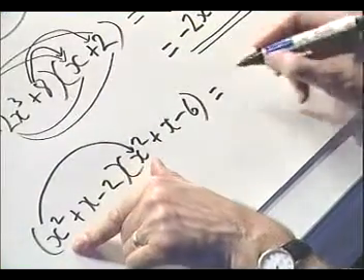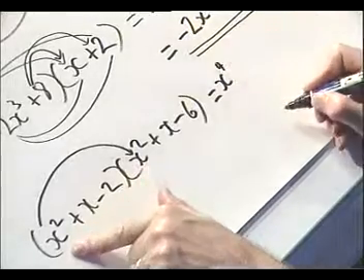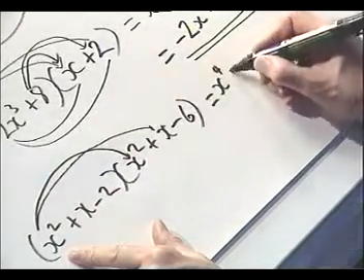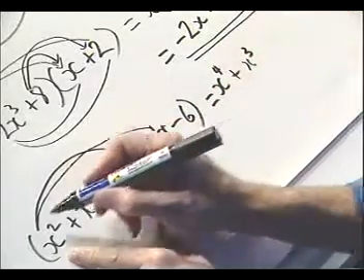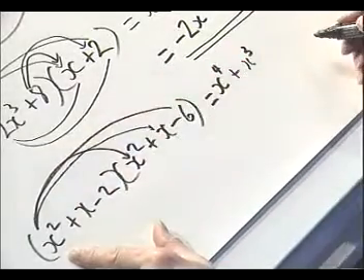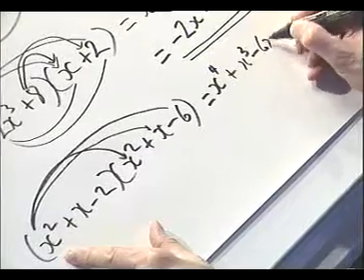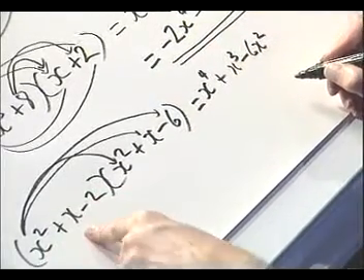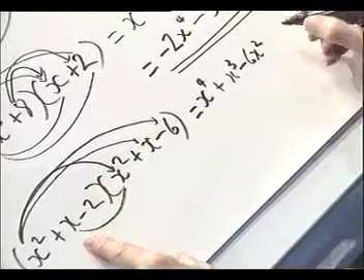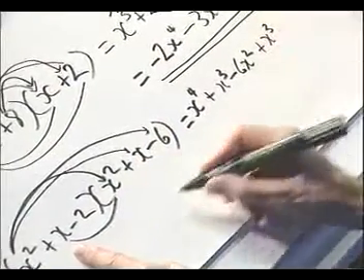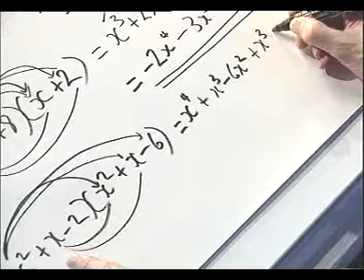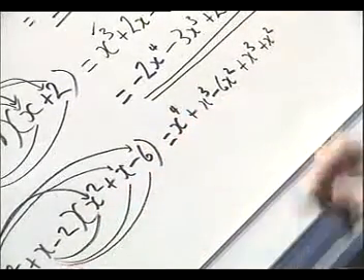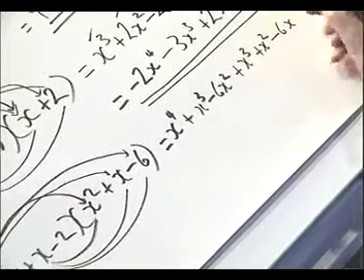X squared times x squared, x to the 4th. X squared times x plus x cubed. X squared times minus 6, minus 6x squared. Finished with that one, on to this one. X times x squared plus x cubed. X times x plus x squared. X times minus 6, minus 6x.